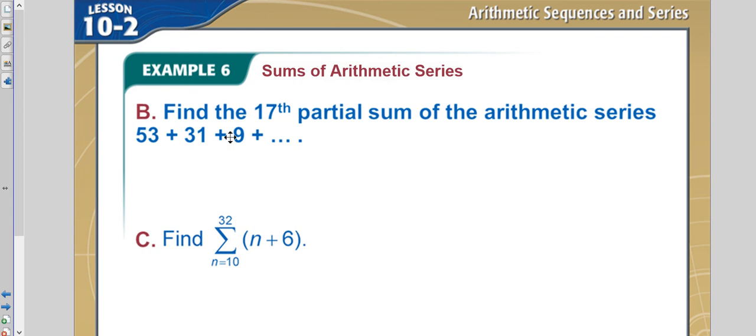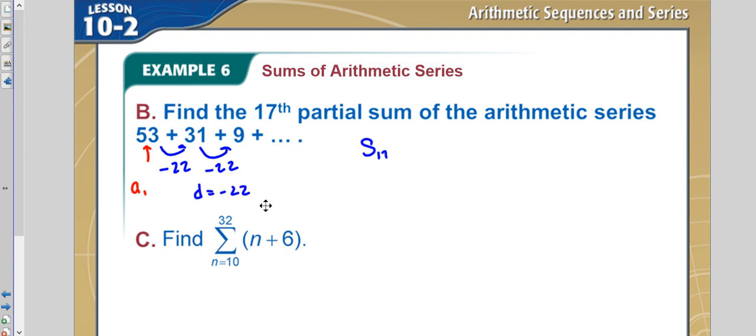Let's try again. So it says find the 17th partial sum. So again, our way to write that is capital S 17 of this arithmetic series. So let's see what's happening over here. We know our first term. We do not know our last term. We could find what's happening every time. It looks like this has been subtracted by 22 units. Let's try again. Is that subtracting 22? Yes, it is. So our d equals negative 22.